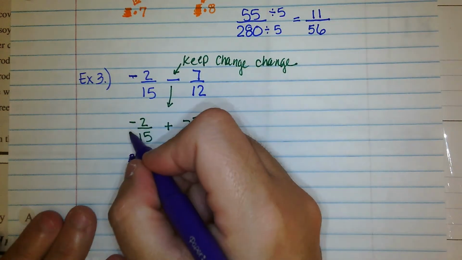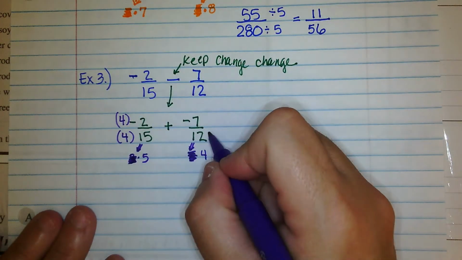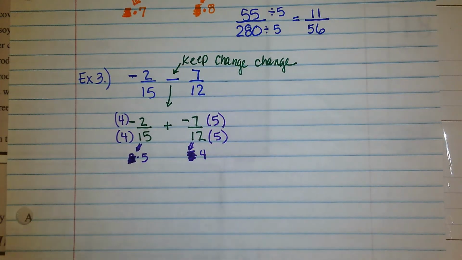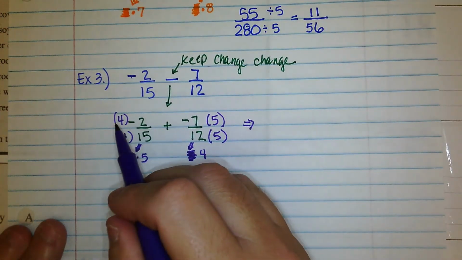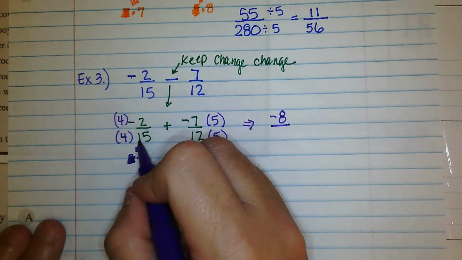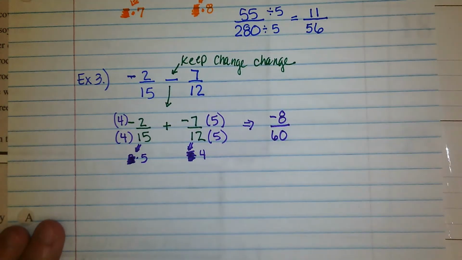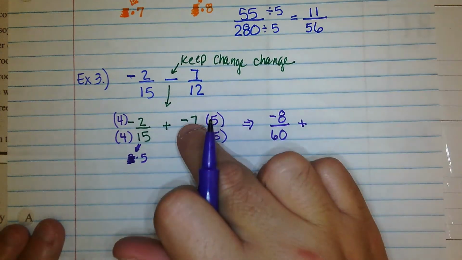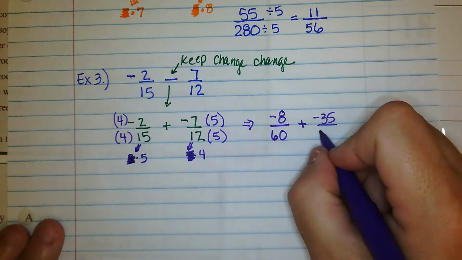So the 4 is going to go left. And the 5 is going to go right. And we're going to get ready to do step 2, which is remultiply and find your new fraction. 4 times negative 2 is negative 8. And 4 times 15 is 60. Plus sign. Negative 7 times 5 is negative 35. And 12 times 5 is 60.